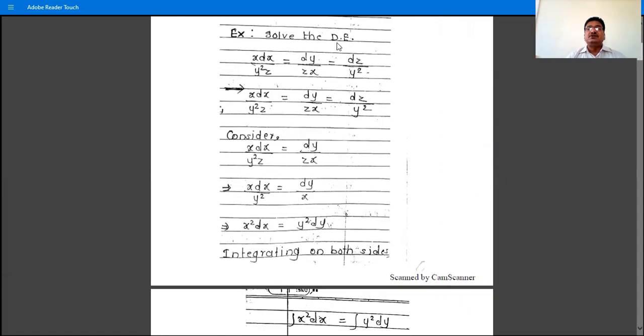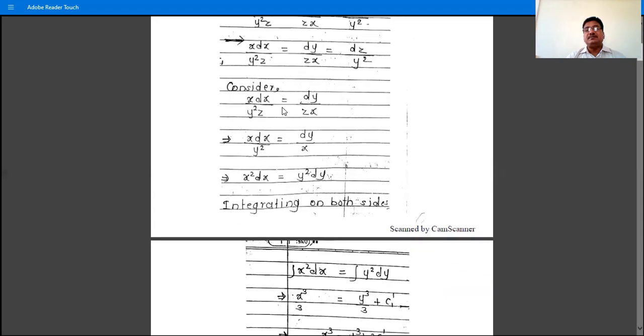Another problem, solve the differential equation. So again it is of the same type, dx by p, dy by q, dz by r. If we shift this x to the denominator, then we have dx by y square z by x. So this is of the form dx by p, dy by q, dz by r. So we have to find two solutions of this differential equation.